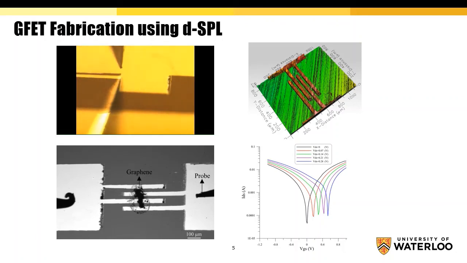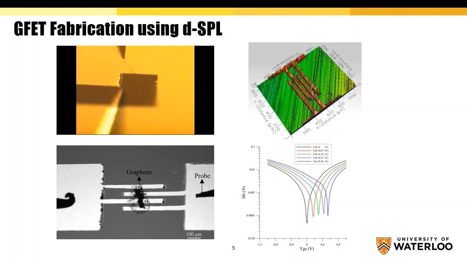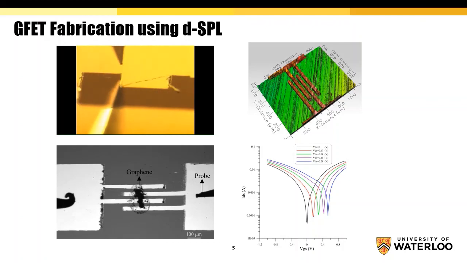Then a microplotter was employed to place graphene between the source and drain electrodes to create the channel. An optical image of the fabricated graphene transistor is shown in the figure at bottom left, and its IV characteristics are shown in the figure at bottom right. The results show that d-SPL can also be successfully implemented for fabrication of graphene field effect transistors.